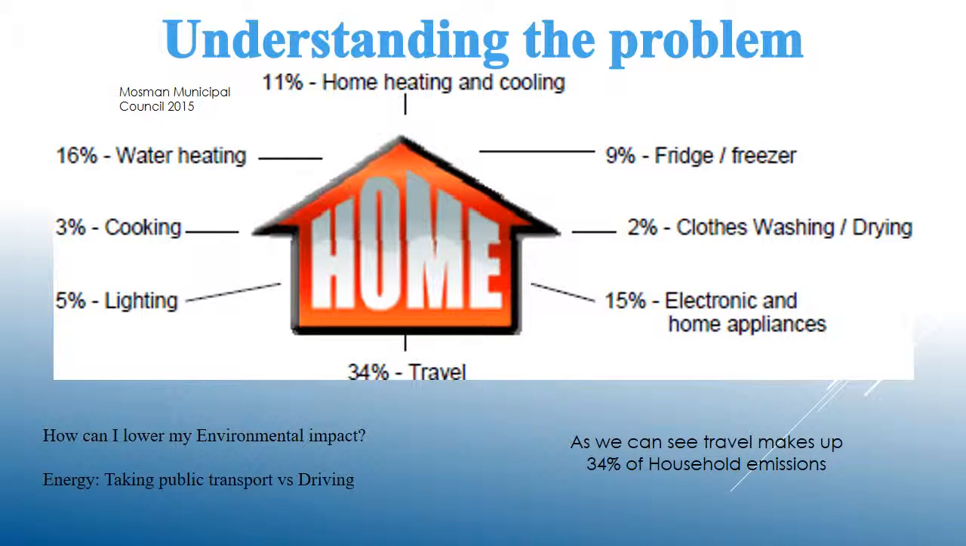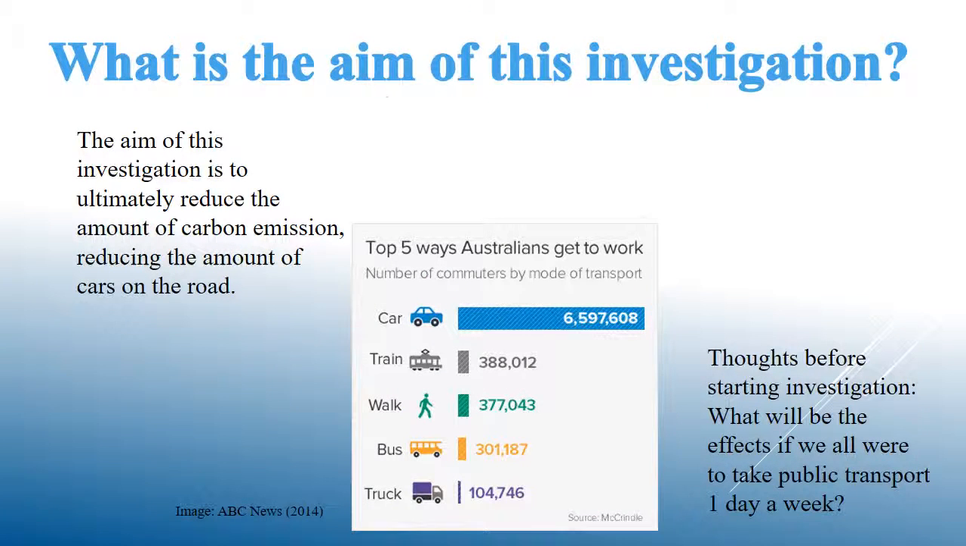As you can see from the diagram, travel takes up a huge 34% of pollution out of a household. How can we lower our environmental impact? Well, how many times a week do you travel in your car to work or school? How many times do you travel to work or school by bus or train? Is it the same? Today's investigation is to see how we can reduce our carbon emissions. What is better for our environment, driving our car or taking public transport?